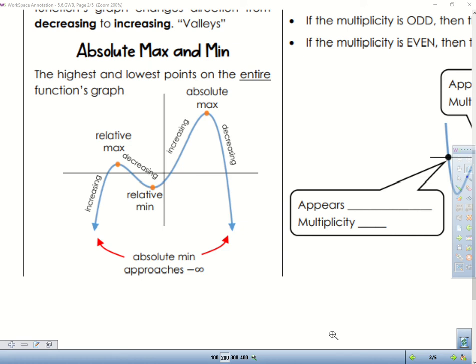So basically, let's talk about these types of peaks and valleys. A relative max is anywhere we go from increase to decrease. As you can see, this is a relative maximum. This is a relative minimum, which is where we go from decrease to increase.